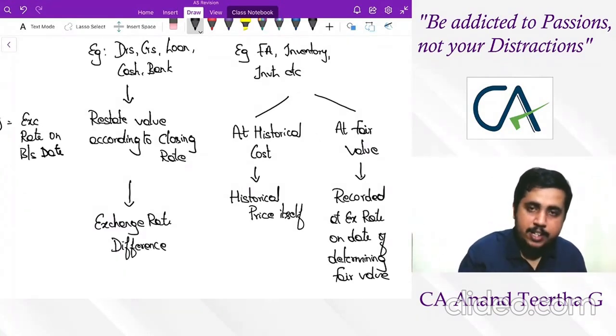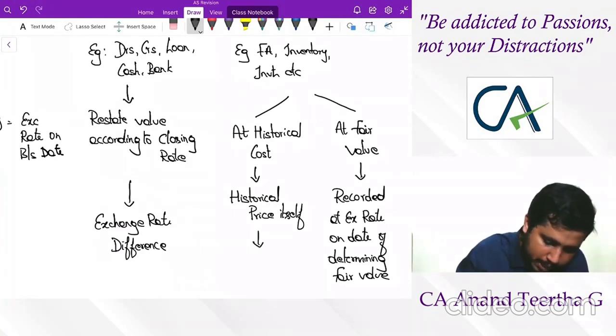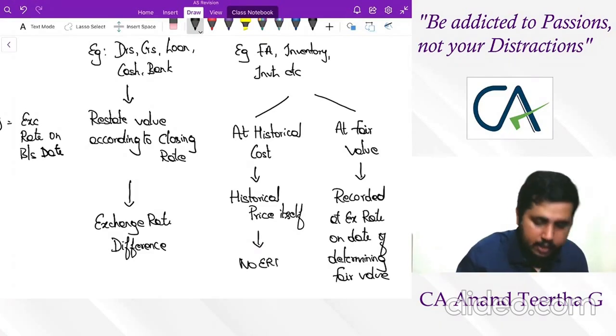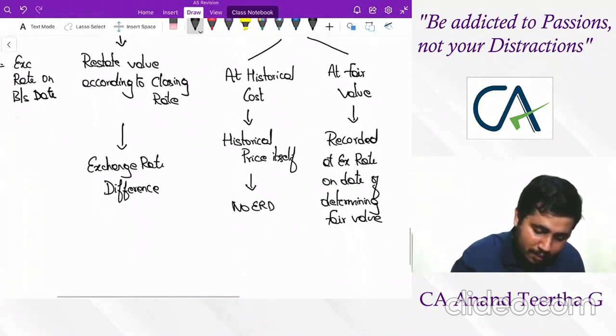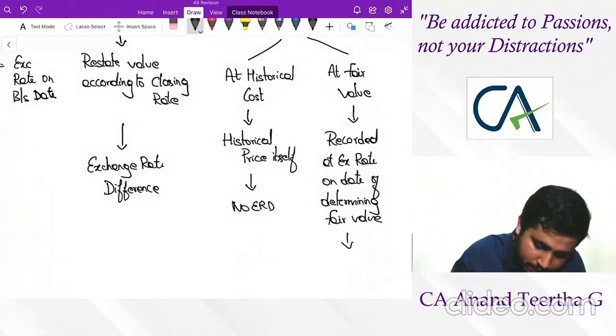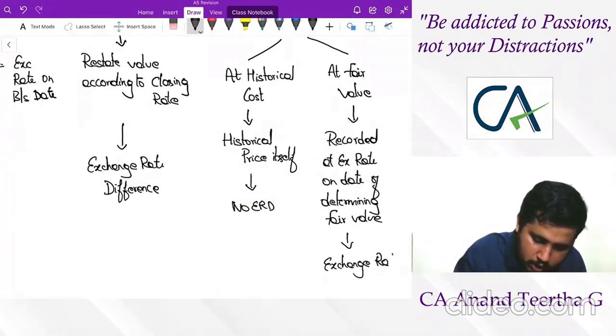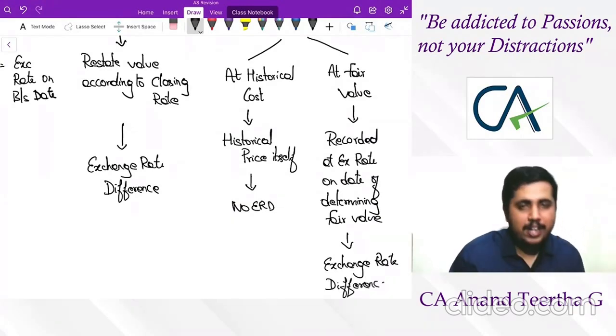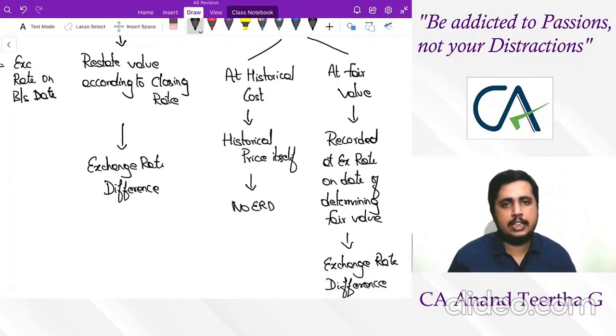Okay, if it is at historical cost, then there won't be any ERD, there won't be any exchange rate difference. If it is at fair value, the chances are there that there will be exchange rate difference. Why? Because your date of historical cost and date of deriving fair values are different. So therefore, there are chances that there is exchange rate difference. So what do you mean by exchange rate difference? Exchange rate difference is the price difference or the exchange difference happening between determination of two dates.